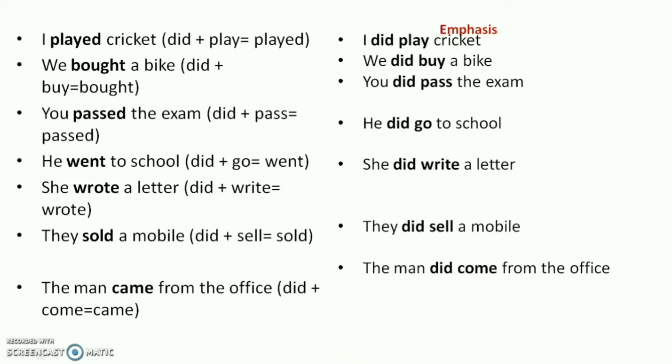If we have taken did from the sentences, we don't again use the V2 form. That is most important. If we have used did once in the sentence, then we have to use the V1 form. If we never split the auxiliary, then we have to use the V2 form. Like, she wrote a letter. That becomes she did write a letter. They did sell a mobile, where we have split the auxiliary did and used it separately in the sentence. So we have used sell, that means V1 in the sentence.